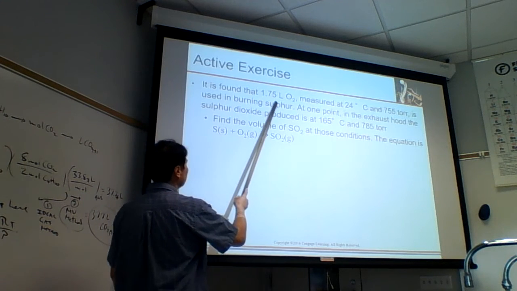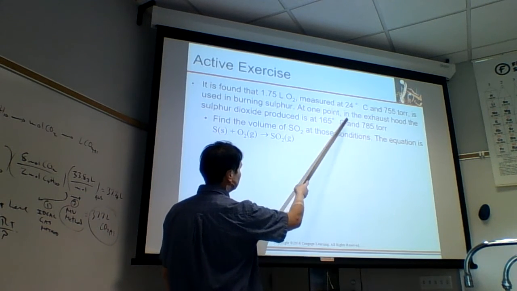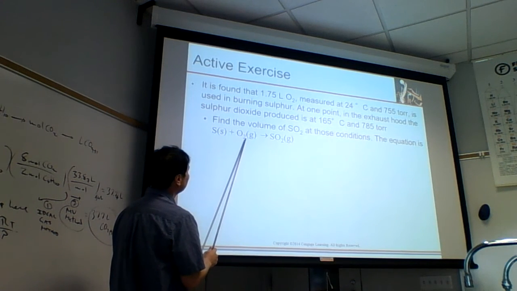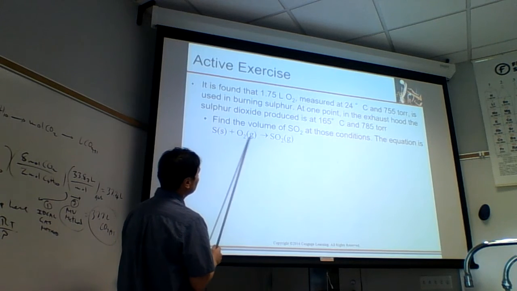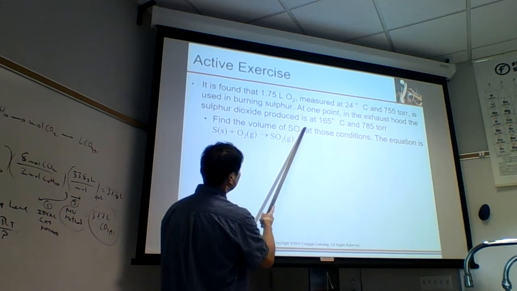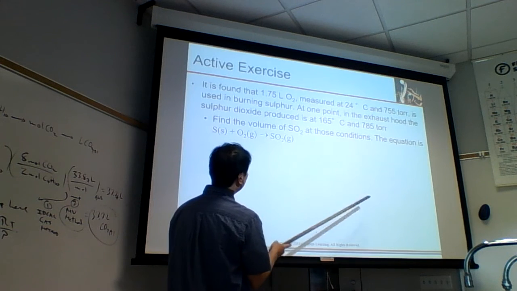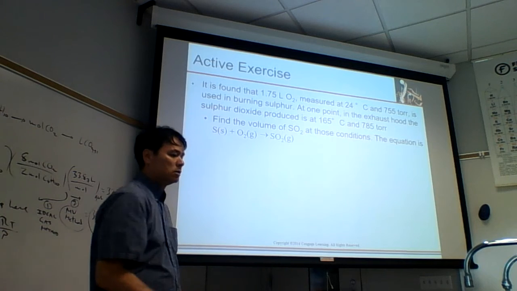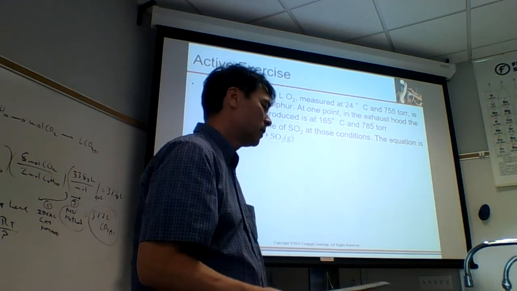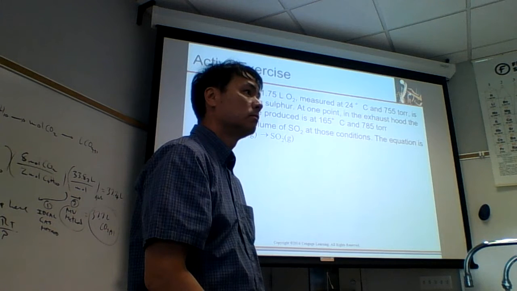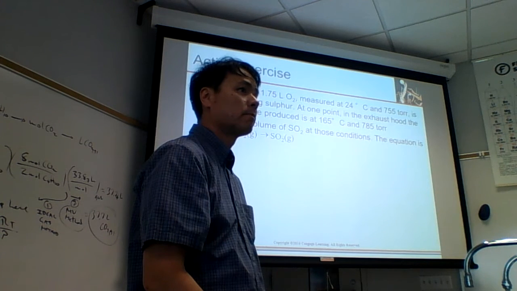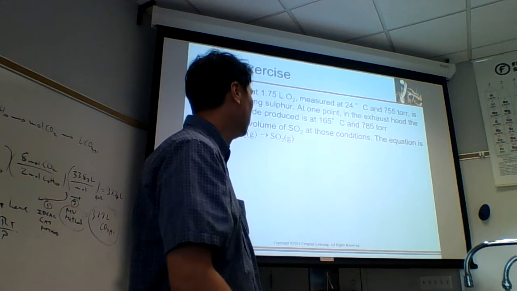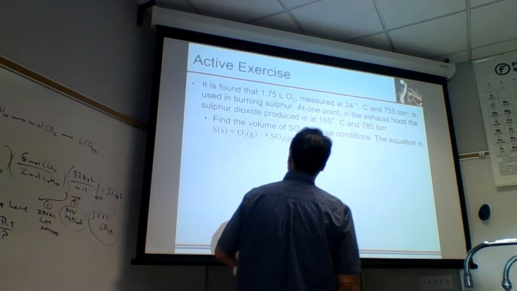So it is found that 1.75 liters of O2 measured at 24 degrees C at 755 torr is used in burning sulfur. So we have 1.75 liters of O2. Now, at one point in the exhaust hood, the sulfur dioxide produced is at 165 degrees C and 785 torr. Find the volume of SO2 under those conditions. So this is a bit trickier because the temperature and the pressure are different. If the temperature and pressure are different, then we can't do it.